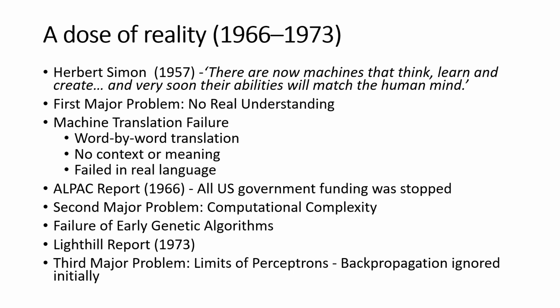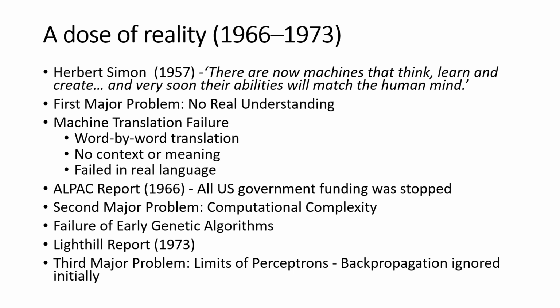According to Herbert Simon, there are now machines that think, learn and create, and very soon their abilities will match the human mind. These predictions did come true, but not in 10 years. They took nearly 40 years. The major problem was no real understanding. Most early AI programs did not understand their subject. They used syntactic manipulation, that means manipulating symbols and following rules without understanding the meaning.